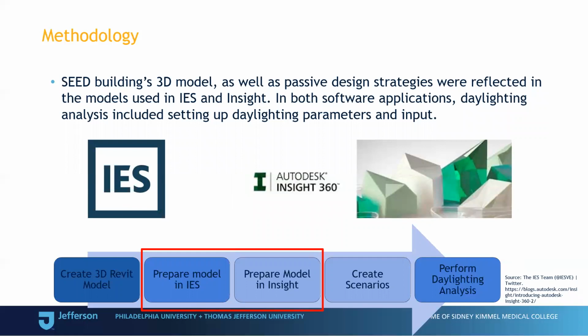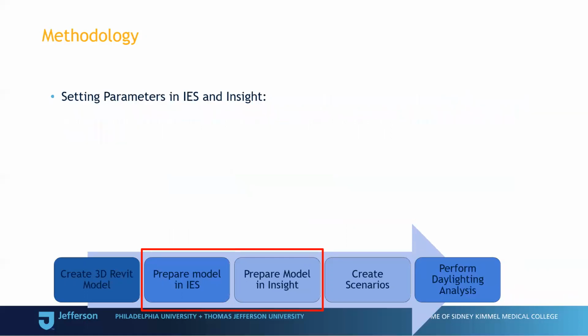The seed building's 3D model as well as passive design strategies were reflected in the models used in IES and Insight. In both software applications, daylighting analysis included setting up daylighting parameters and inputs. In order to compare apples to apples, parameters were set in the same range in both IES and Insight. Both software tools generate two metrics and graphical output based on the point-in-time dataset.